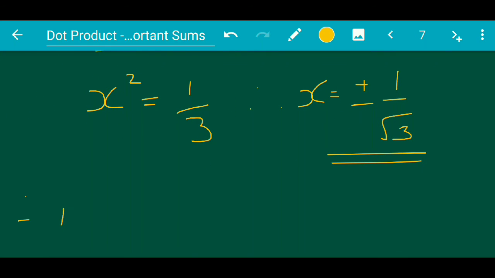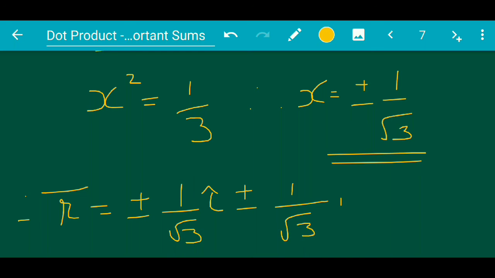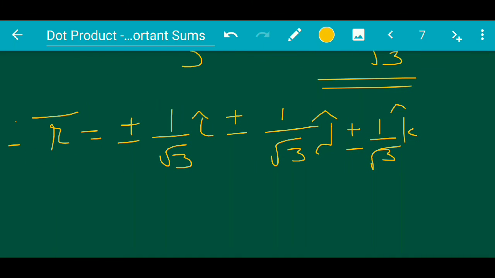And therefore r bar is equal to xi plus xj plus xk, which becomes 1 upon root 3 i plus or minus 1 upon root 3 j plus or minus 1 upon root 3 k. This becomes the value for the unit vector which makes equal angles with u, v and w. So this is the correct answer over here. So with this we finish all possible sums of the dot product. We have already done from the exercise, and now we have done from a miscellaneous exercise as well.